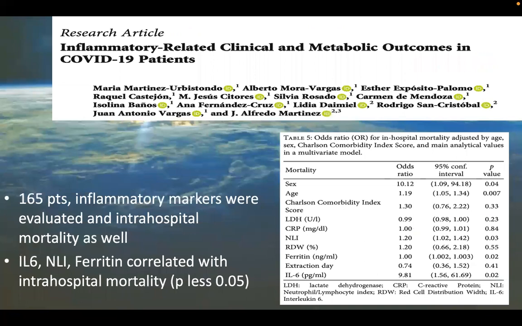Another article, which was studying the metabolic outcome in COVID patients related to the inflammatory and clinical condition of the patients, stated that in 165 patients, the inflammatory markers were evaluated, and they evaluated also the correlation with mortality as well. And they found out that interleukin 6, NLI and ferritin were correlated more with intra-hospital mortality with respect to the other inflammatory markers.